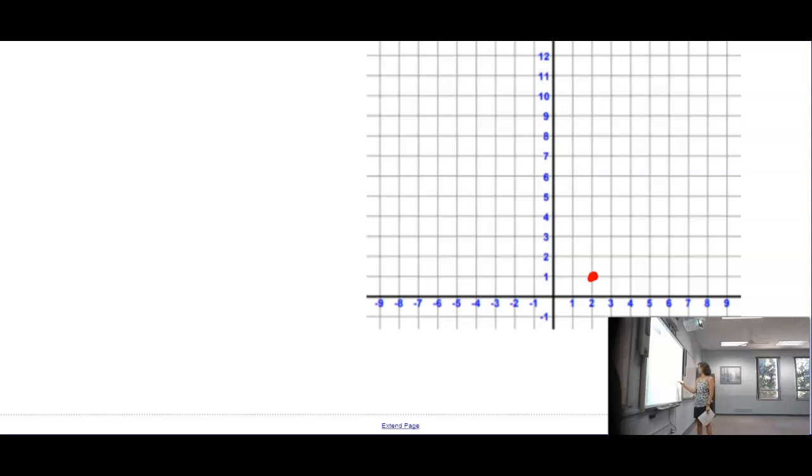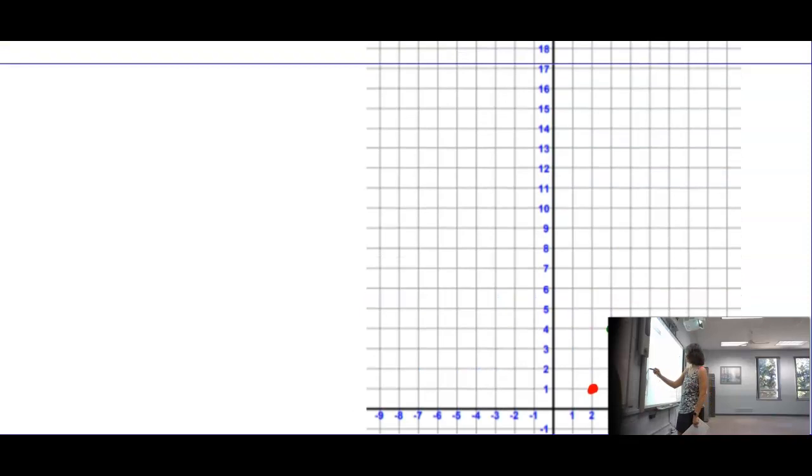So I would go over 1 and up 3. 1, 2, 3. And now I'm going to put it up. And then I'm going to go over 1 from there to the right and go up 9. Over 1, up 9. 1, 2, 3, 4, 5, 6, 7, 8, 9. So at 13. Okay. So then I'm going to do it the other way too.